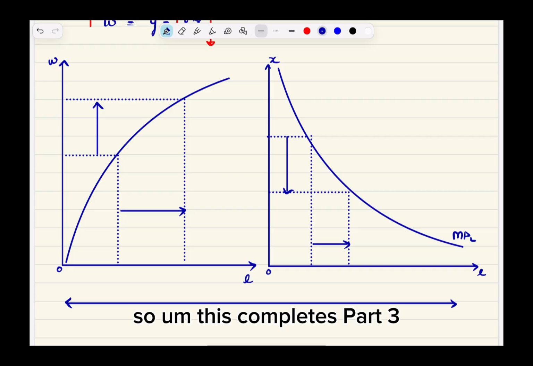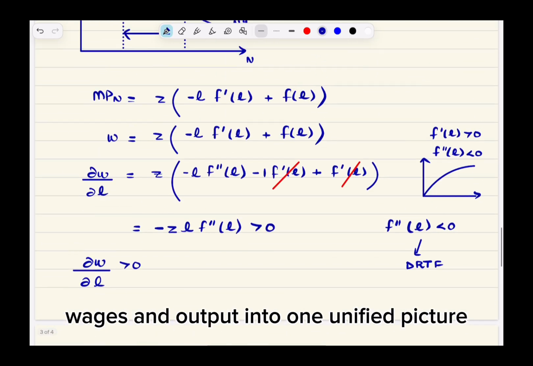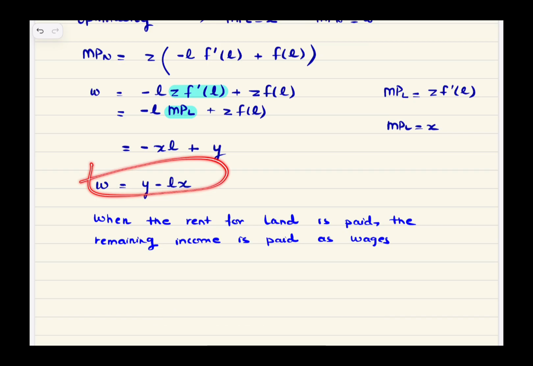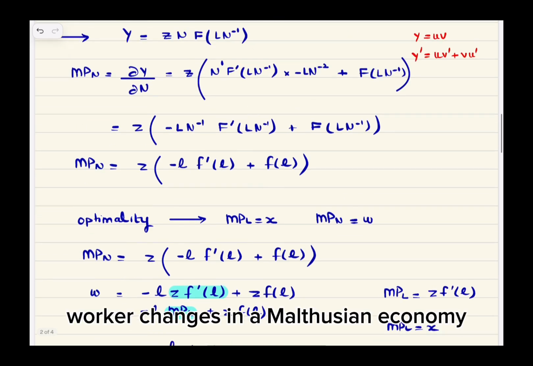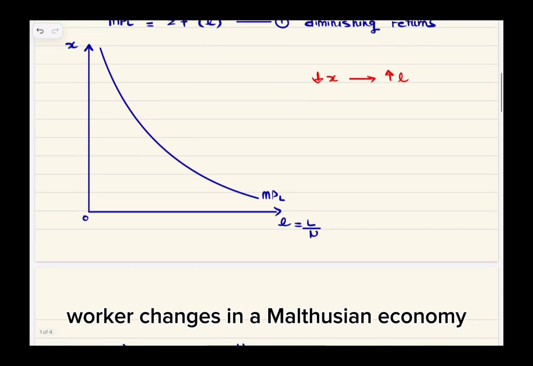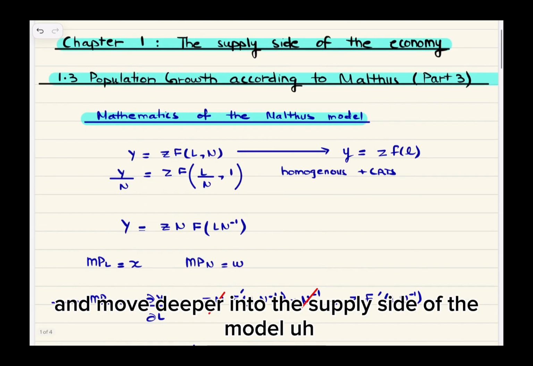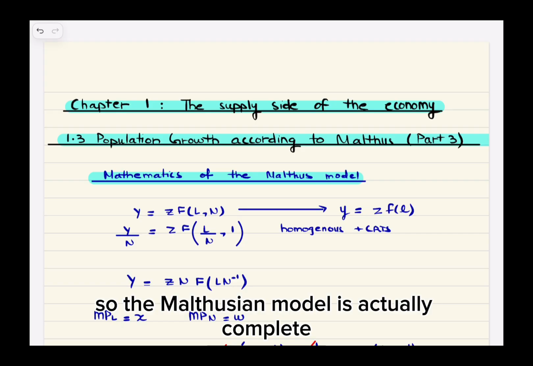So this completes part 3. We've now linked land and labor, wages and output into one unified picture, which was this equation. And we've seen exactly why wages rise or fall as land per worker changes in a Malthusian economy. In the next section, we'll build on this foundation and move deeper into the supply side of the model of the economy. So the Malthusian model is actually complete.